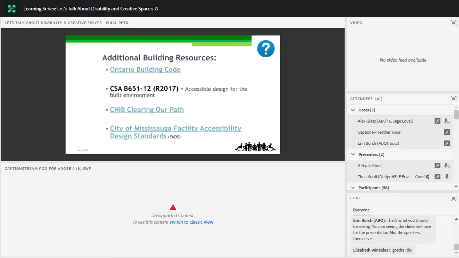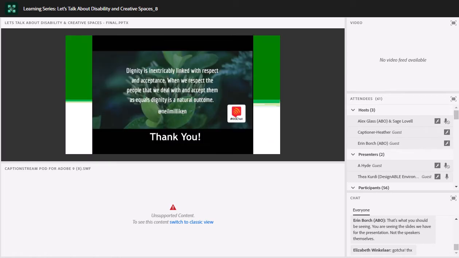And the great thing about this one, although many of them are amazing and very consistent with each other, is that this was designed using also the OBC and the AODA. So it doesn't conflict in any way. It's a good, solid resource.